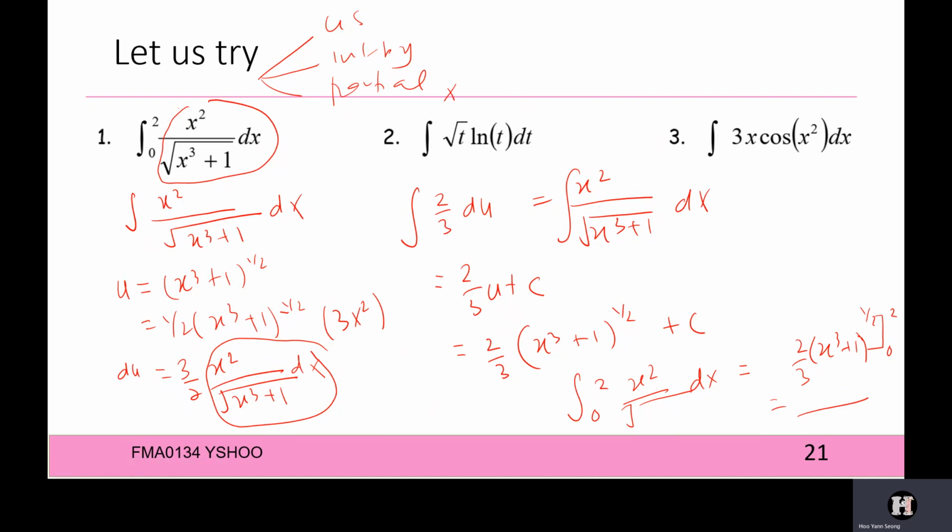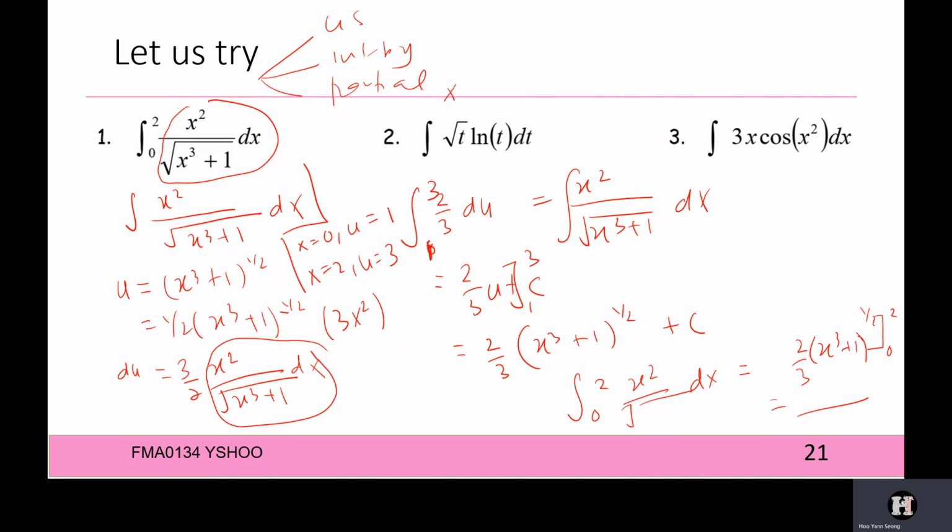If not, if you want to carry your integration limits together with u, at this moment you need to change them. How to change? When x equals 0, your u equals 1. When x equals 2, your u is 8 plus 1, which is 9, so u is 3. So you are going to integrate from 1 to 3. This is how you do definite u substitution.